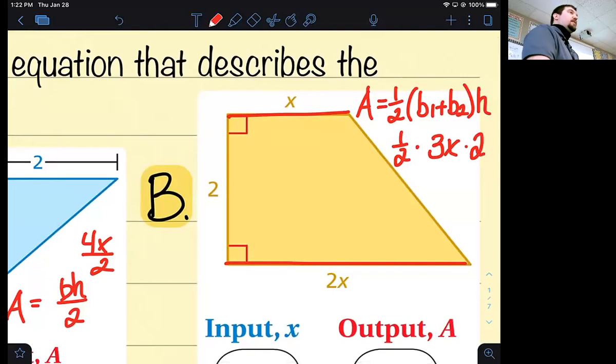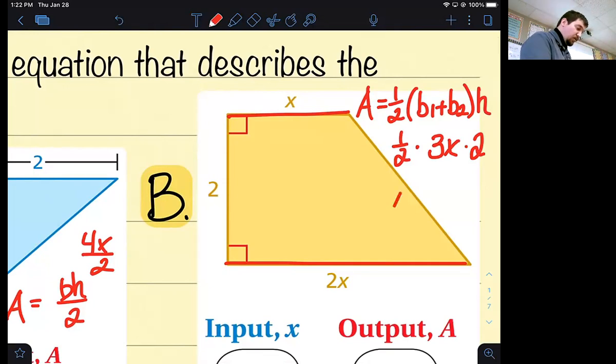We could actually write the equation before we even do the mapping diagram. Right, you guys see how we get the 3x? Plugged in x for base 1 and 2x for base 2, and x and 2x makes 3x. And then everything else we just copied down, except we plugged in 2 for the height of this trapezoid. What's 1/2 of 2? 1. So it's just 3x.